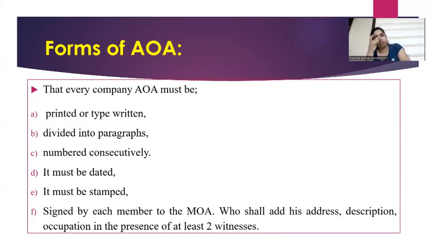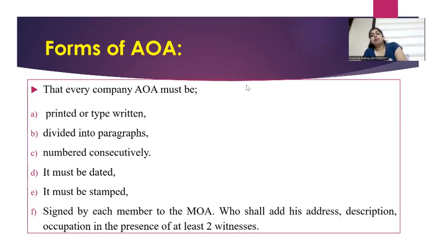Printed or typewritten, you're anyway doing it. It must be divided into paragraphs and numbered consecutively. Please keep in mind, it must be dated. I think on the right hand topmost corner you have the date mentioned, or it will be somewhere on the extreme bottom. You need to mention the date, and then it must be stamped. This is something you can't do, but if in the future you ever make an AOA for a company, just remember it needs to be stamped with the sign and seal of the company on every single page. And it must be signed by each member to the MOA.